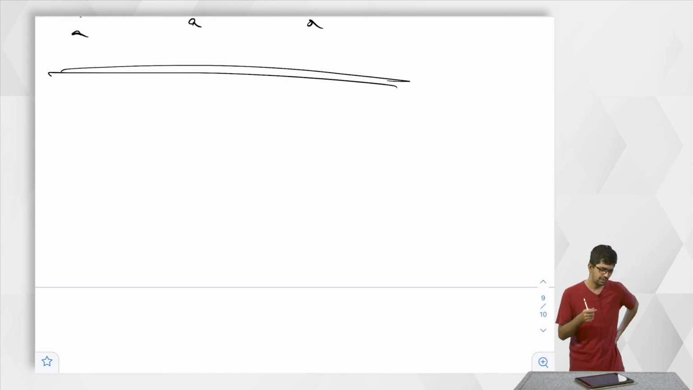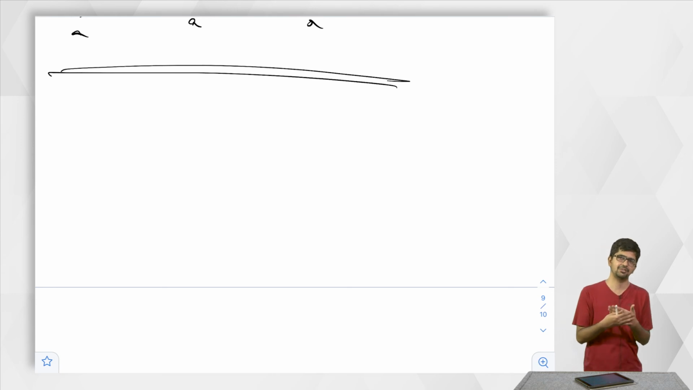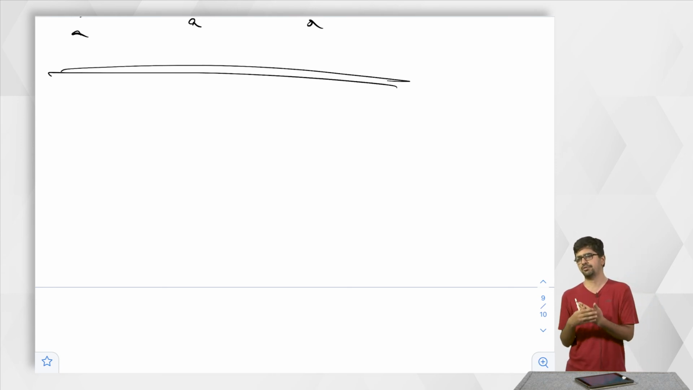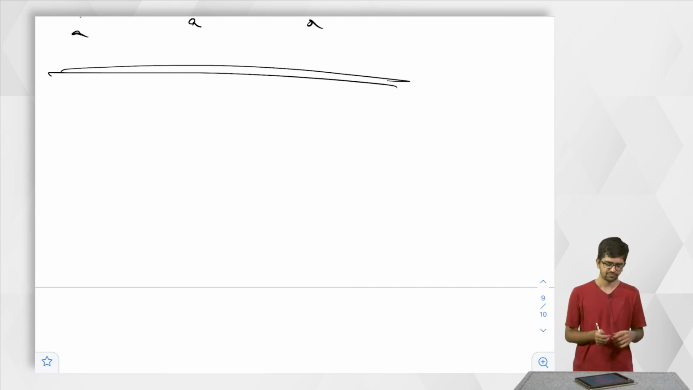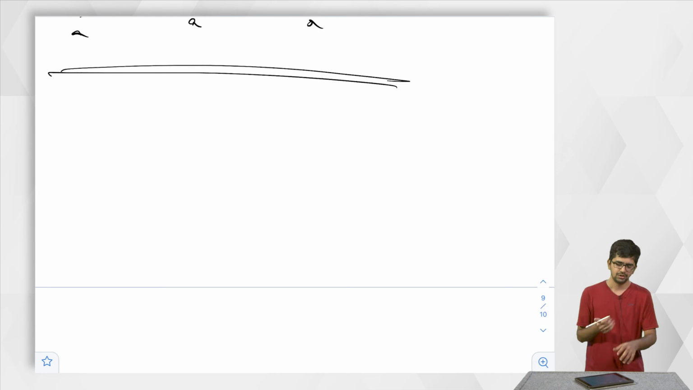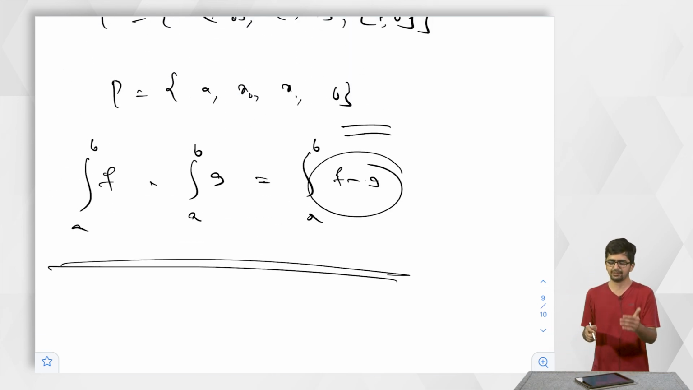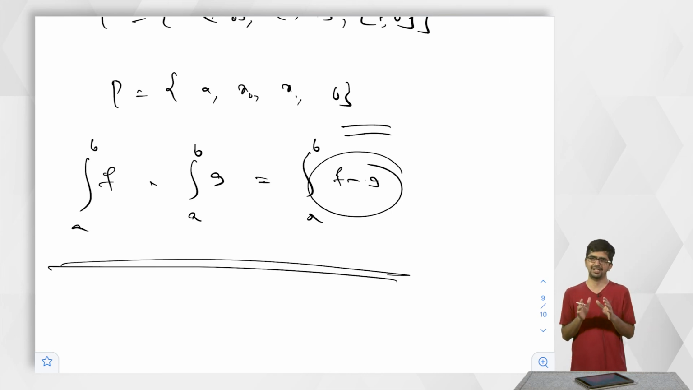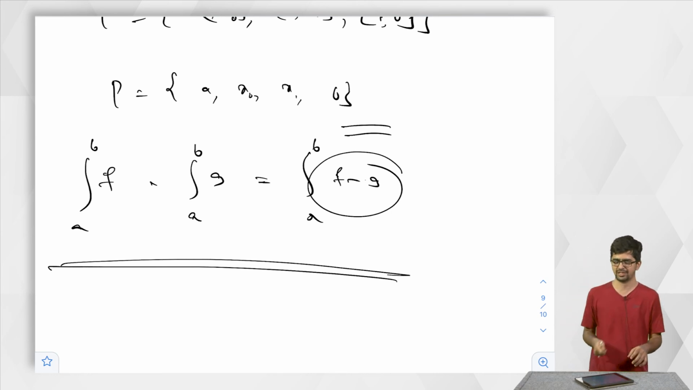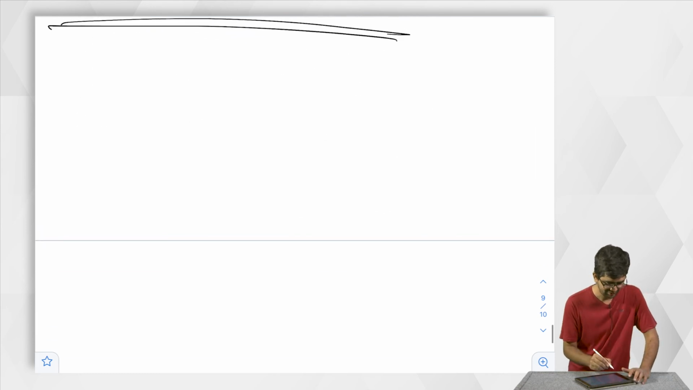Whenever we know this algebra matches properly, there are many ways we can construct more functions from old integrable functions. That is what we have done for continuous functions and differentiable functions. Once we know that f plus g, f minus g and so on give integrable functions, that gives some peace of mind that we can construct more functions from old integrable functions. So further we will do the following result.